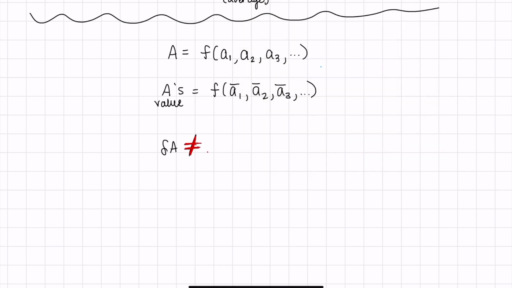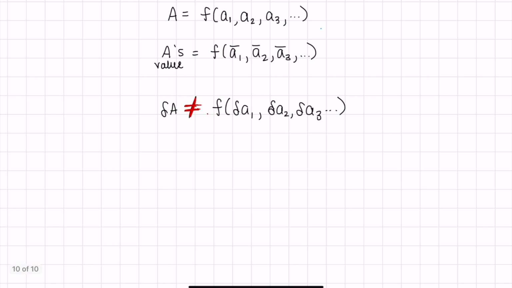So I'm going to switch over to red so that you absolutely know that the uncertainty in A is not going to be substituting in the uncertainties for those measured values. Instead, what we want to do is I'm going to write this not using those deltas, just because it could be relative or it could be absolute.